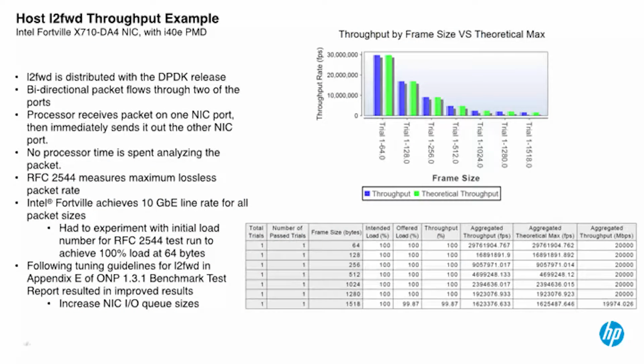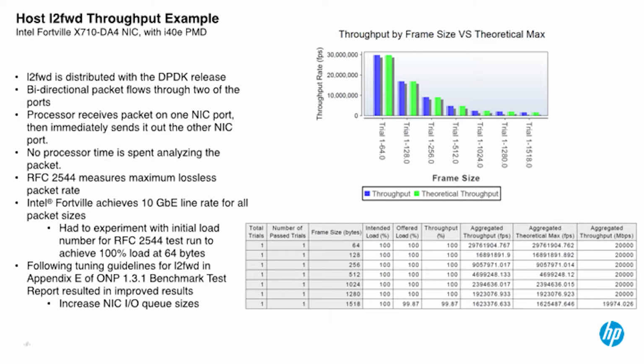This example we ran with the Fortville NIC. This is a 4x10 NIC using the I40E driver. And this is just a typical L2 forward throughput test, which is basically a bidirectional packet flow that takes in a packet on one port and sends it right out the other port. No packet processing involved really at all.